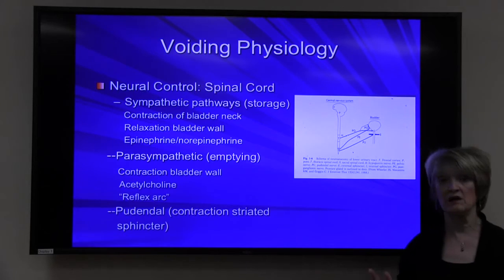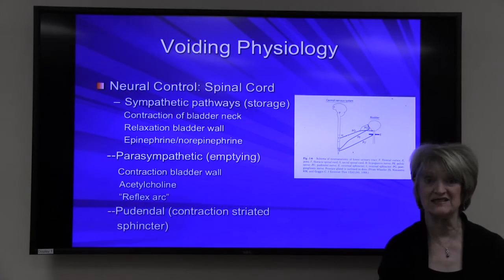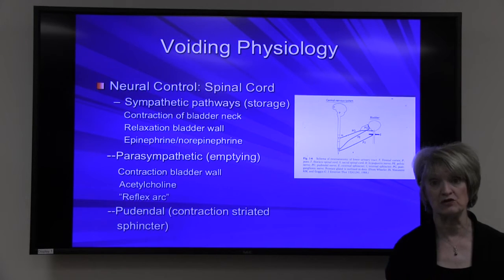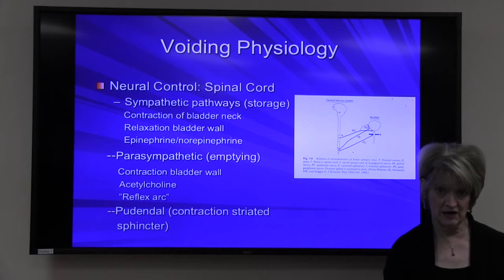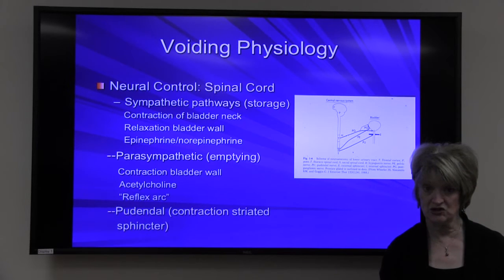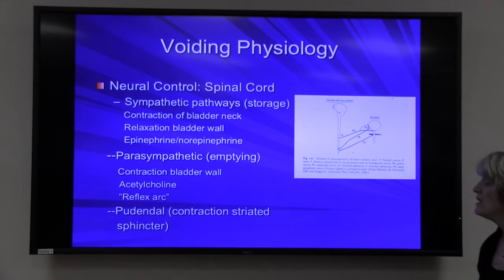Now, the primary neurotransmitter for the parasympathetic nervous system is acetylcholine. So a lot of times you'll hear people talk about cholinergic medications, medications that mimic the effects of acetylcholine, or anticholinergic medications, medications that block the effects of acetylcholine. And we'll come back to that.